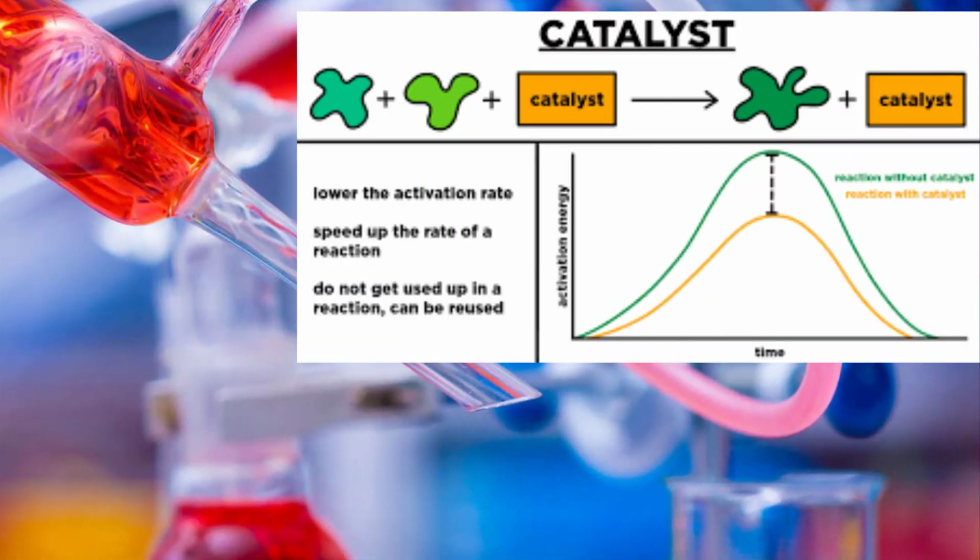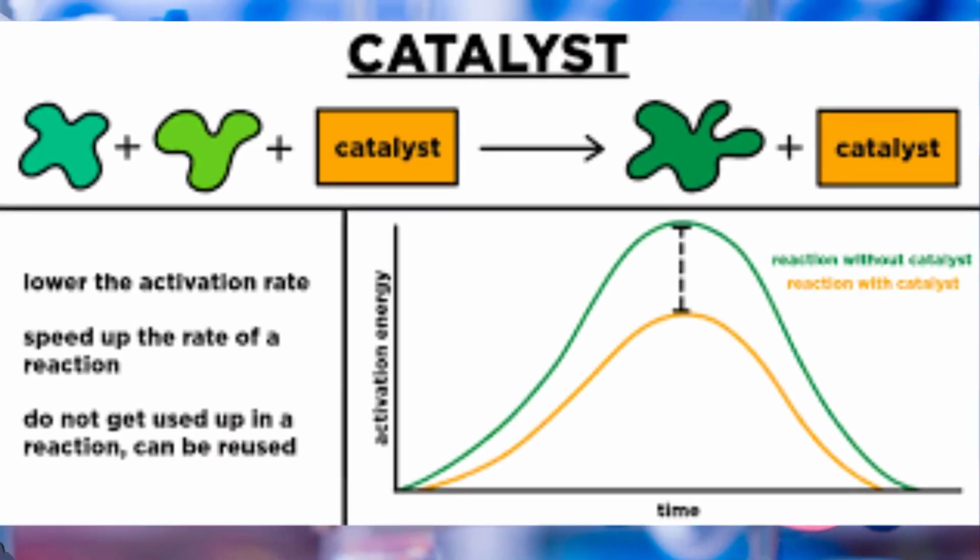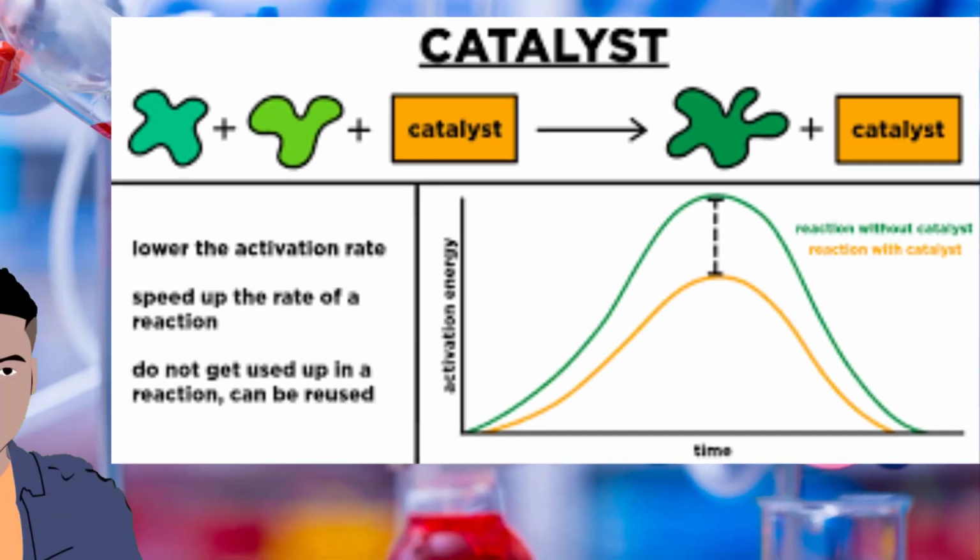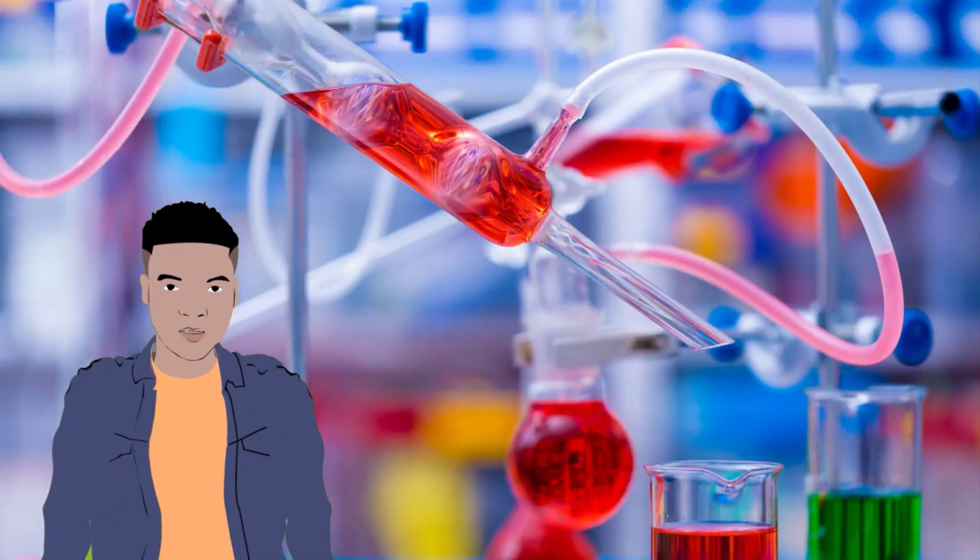Effect of catalyst. A catalyst is a substance which alters the rate of a reaction but itself does not undergo any change at the end of the reaction. A positive catalyst increases the rate of reaction by lowering the activation energy of the reaction, whereas the one which increases the activation energy is known as a negative catalyst or an inhibitor.